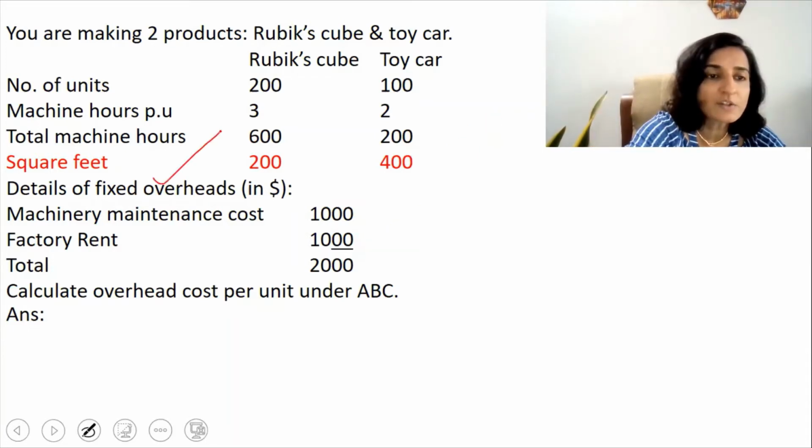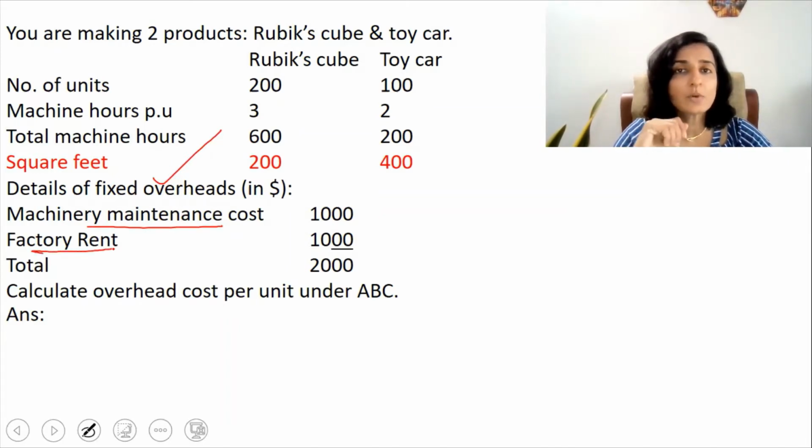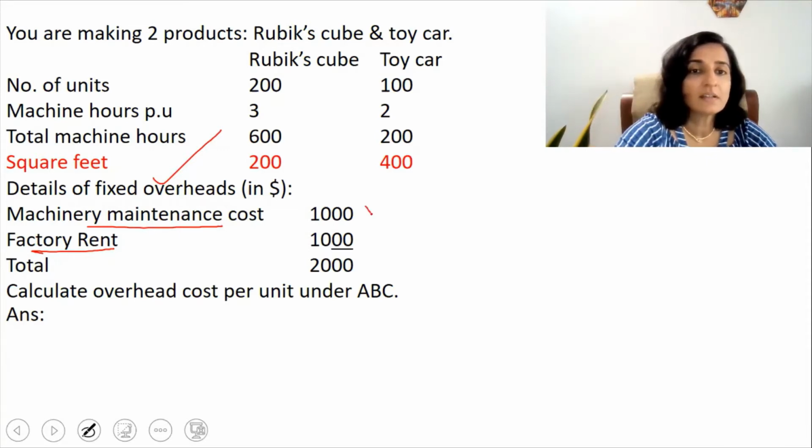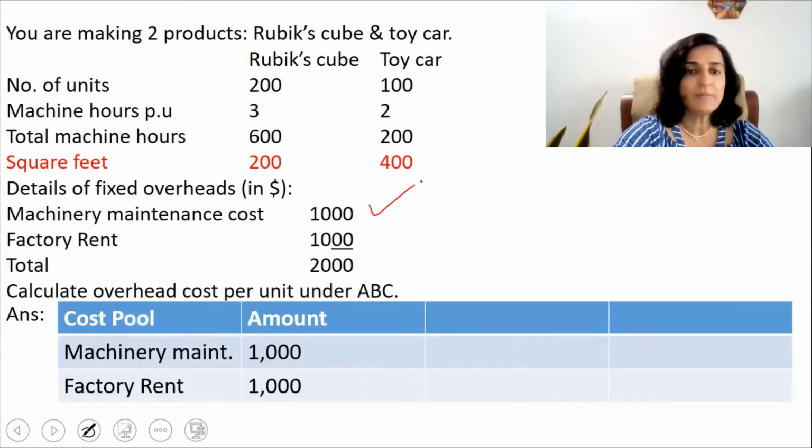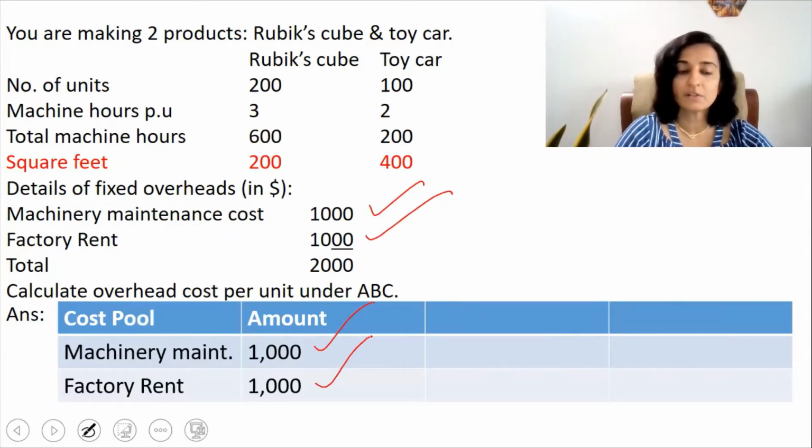The details of fixed overheads. Machinery maintenance cost is the first cost pool, and factory rent is the second cost pool. And what did we study about the cost drivers? For machinery maintenance cost, the cost driver is the machine hours, and for factory rent, the cost driver is the square feet. So we will make a note of the cost pools. Machinery maintenance cost $1,000 and factory rent again $1,000.